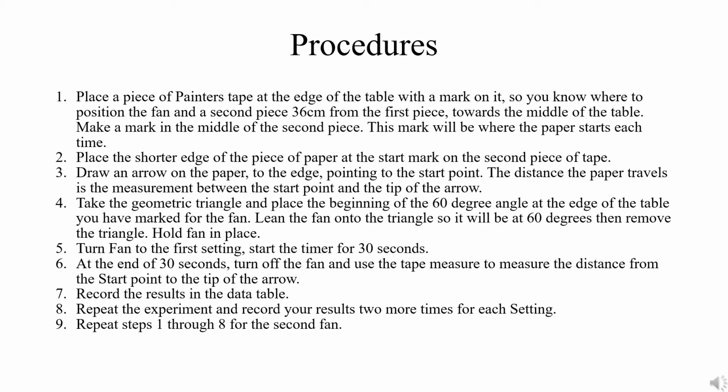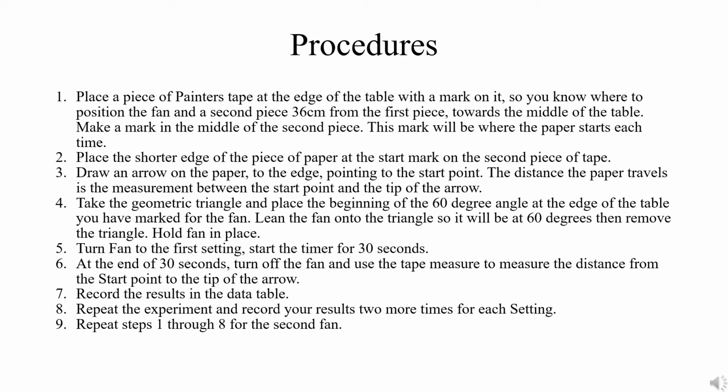Procedures: 1. Place a piece of painter's tape at the edge of the table with a mark on it so you know where to position the fan, and a second piece 36 centimeters from the first piece towards the middle of the table. Make a mark in the middle of the second piece. This mark will be where the paper starts each time.